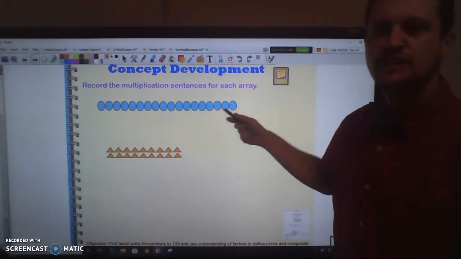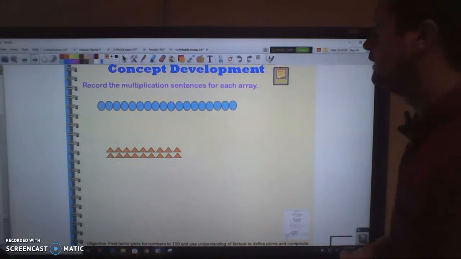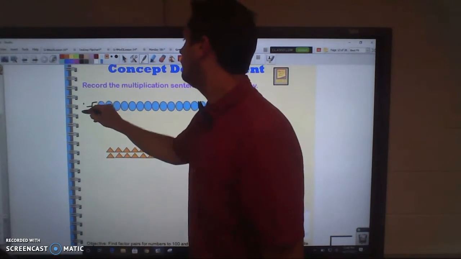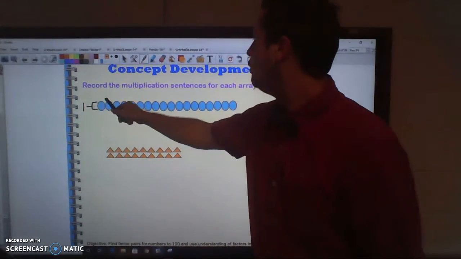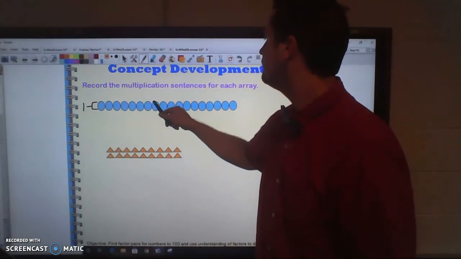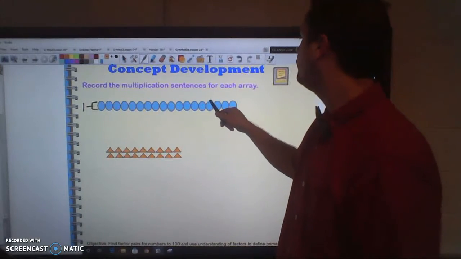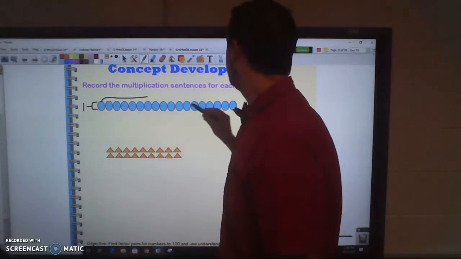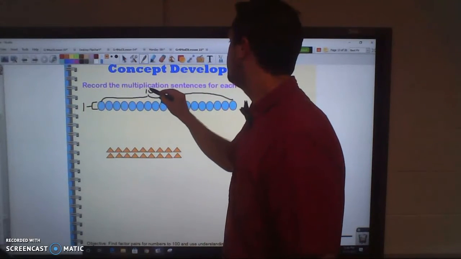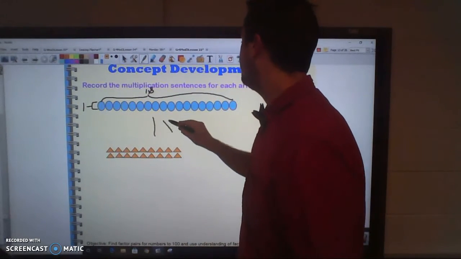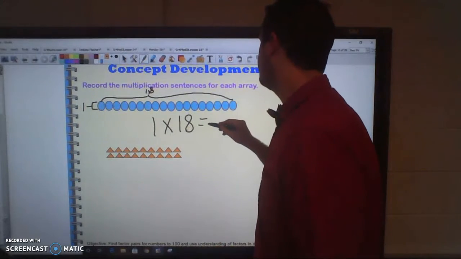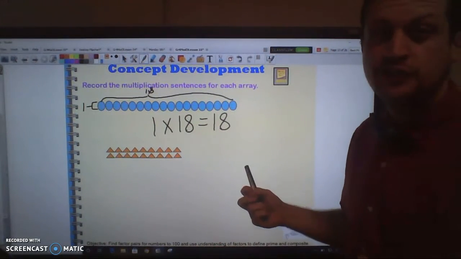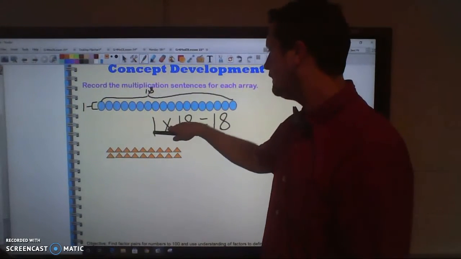All right, let's do our multiplication sentence again. All right, so again, we only have 1 row. And let's see how many columns we have. 1, 2, 3, 4, 5, 6, 7, 8, 9, 10, 11, 12, 13, 14, 15, 16, 17, 18. So we have 18. So our multiplication sentence would be 1 times 18, which equals 18. Okay, so the first easy factors for 18 are 1 and 18.